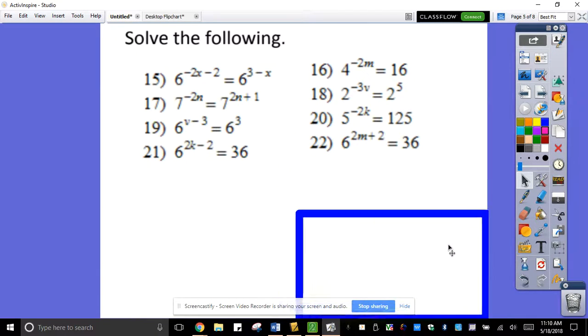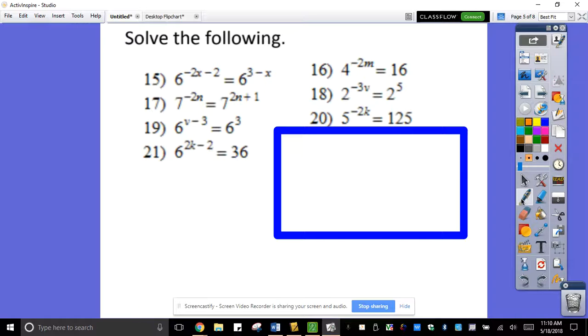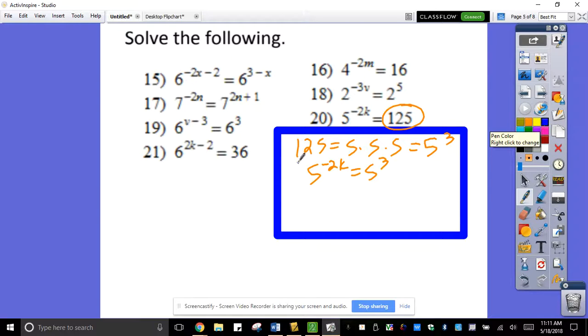Next, something challenging here. Here, 20. 5 to the negative 2k. Do they have the same base? They do not. 125 is the same thing as 5 times 5 is 25, multiplied by another 5 is 125. So therefore, it's 5 cubed. So I can replace the 125 by 5 cubed. So therefore, 5 to the negative 2k is equal to 5 cubed. And therefore, 5 is now the base of the expression for each side of the equation. So if you can eliminate that, negative 2k is equal to 3 divided by negative 2. So the answer is negative 3/2.